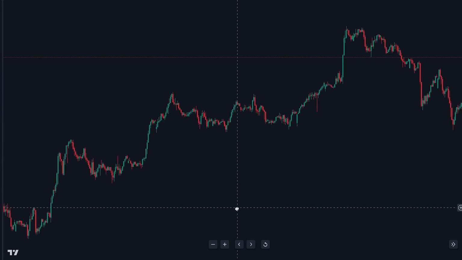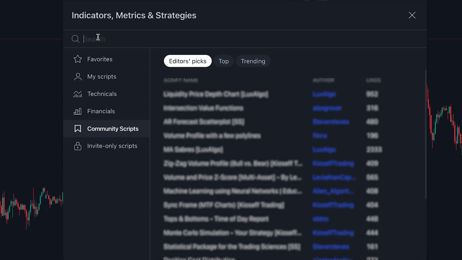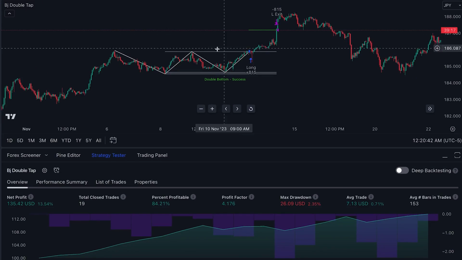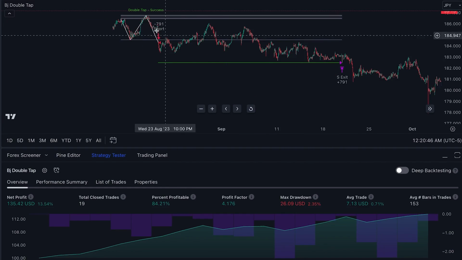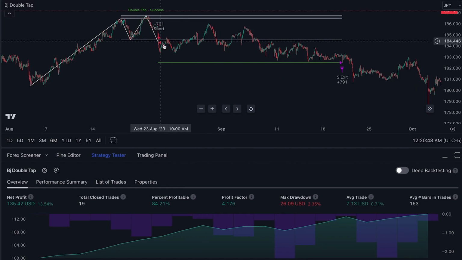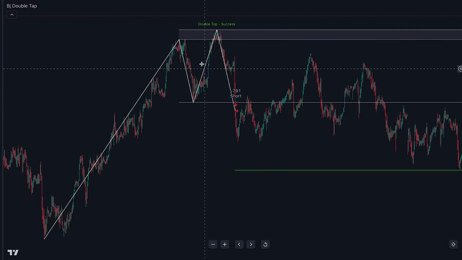First, let's add the indicator to our chart. Click on the Indicator Search tab and search BJ Double Tap. Click on this one by this user to add it to the chart. Once added to the chart, you'll notice that the indicator automatically draws these patterns on the chart, and the strategy tester will open showing you the current win rate, net profit, profit factor, and drawdown. This will vary depending on the asset you are viewing.